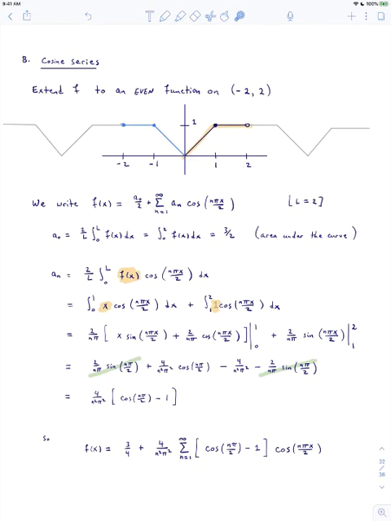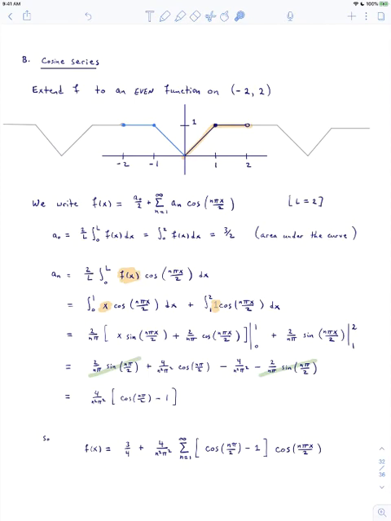Now this term, cosine of n pi over 2, it's 0 half the time, and the other half of the time it's either plus 1 or minus 1. But I just decided to leave it like this, so it just looks like that.